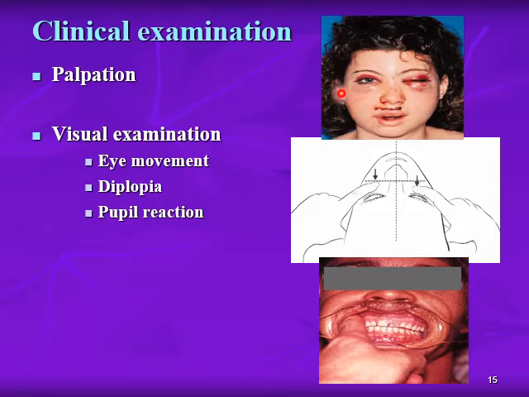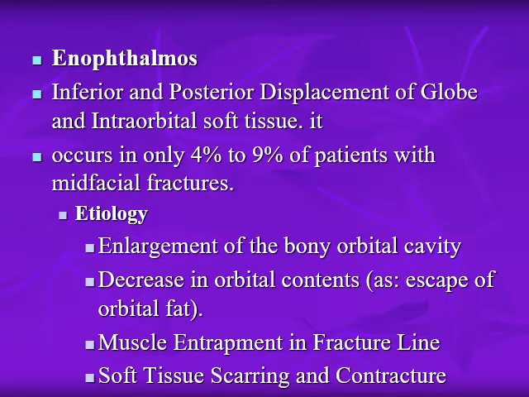Clinical examination is by palpation and visual examination. We have to examine eye movement, diplopia and pupil reaction. What is the meaning of enophthalmos? Enophthalmos means inferior and posterior displacement of the globe of the eye. It means sinking of the eye. It is a common complication of the zygomatic fracture.